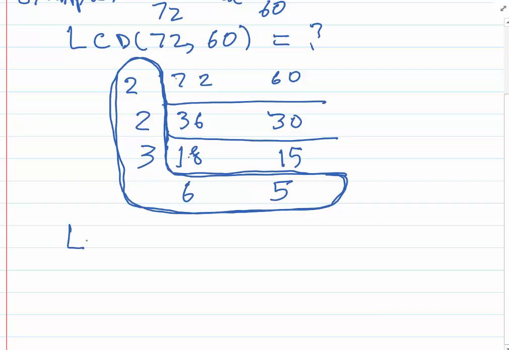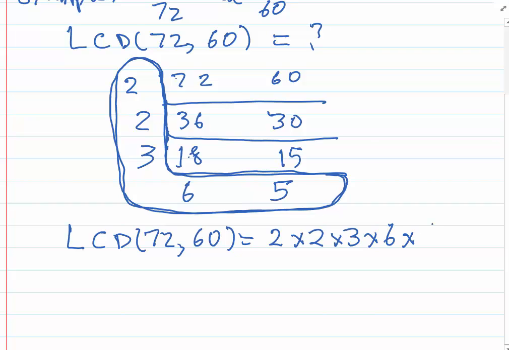So my LCD of 72 and 60 equals 2 times 2 times 3 times 6 times 5, which equals what? 2 times 2 is 4, and then 4 times 3 is 12, and then 12 times 6 is 72, and 72 times 5 is 360. That's the LCD of 72 and 60. So I'm going to change the question mark right here and put 360.